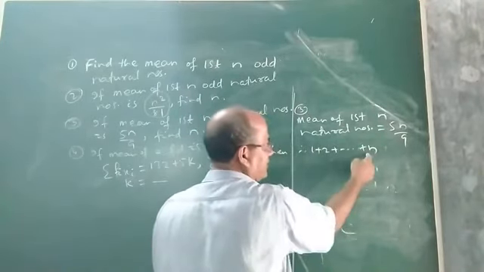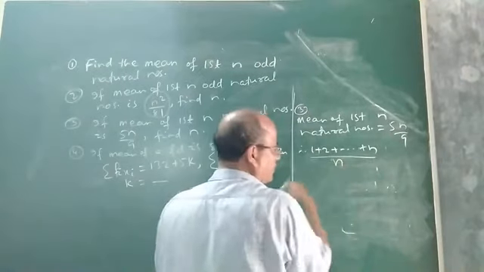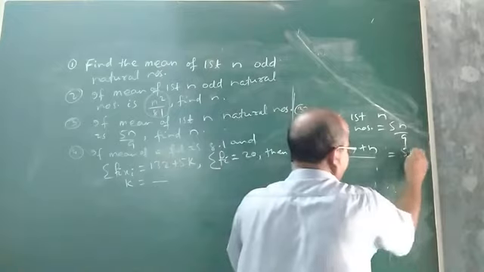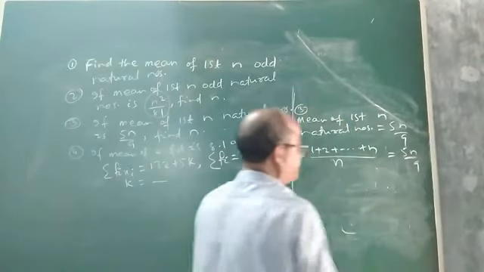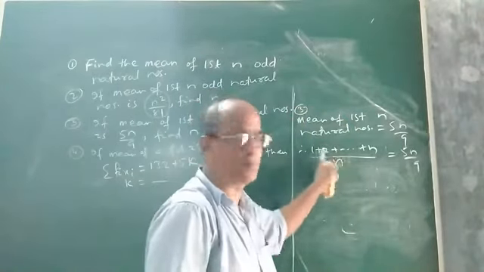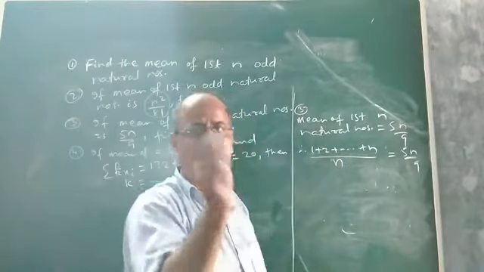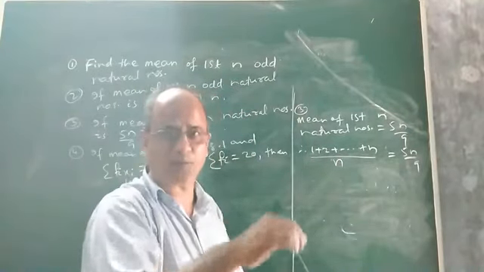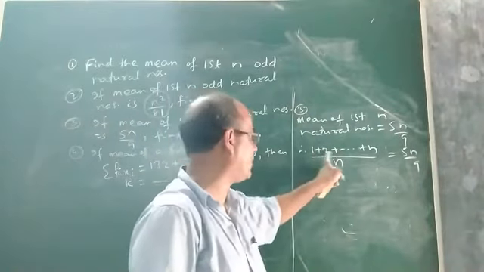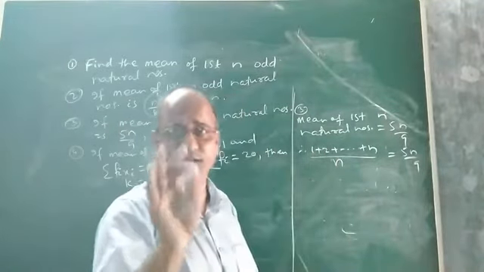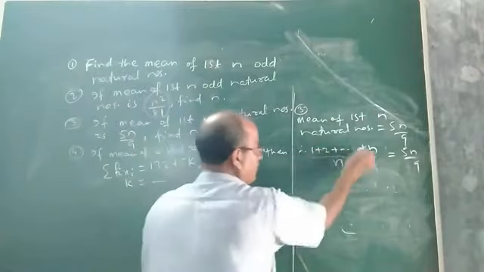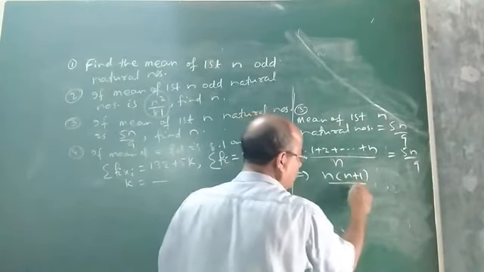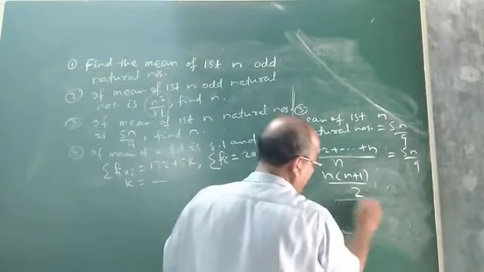This is the sum of first n observations divided by total number of observations. So this will be mean. So this is equal to 5n by 9. It is given. And you already know the formula. What is the formula for sum of first n natural numbers? By Gauss formula, the sum of first n natural numbers is n into n plus 1 by 2. Then whole divided by n.